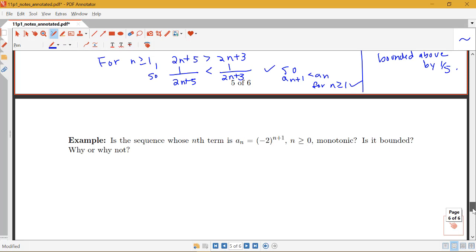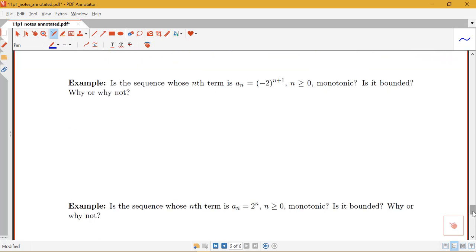So let's look at another example. What about the sequence whose nth term is a_n equals (-2)^(n+1), where n is greater than or equal to 0? Is this a monotonic sequence or a bounded sequence? Let's look at some of our terms here. When n is 0, this would be (-2) to the 1, or -2. When n is 1, I'd have (-2) squared, so that would be 4. When n is 2, I'm going to have (-2) cubed, so that'll be -8. So the pattern here is -2, 4, -8, then I'm going to get 16, -32, etc.